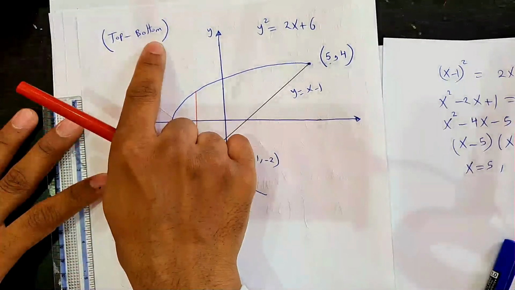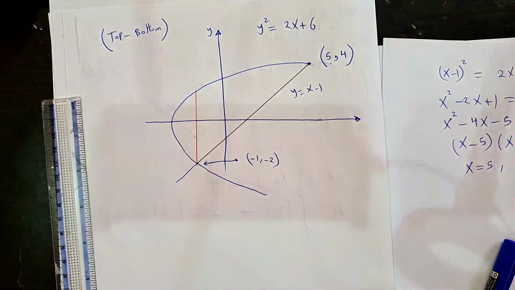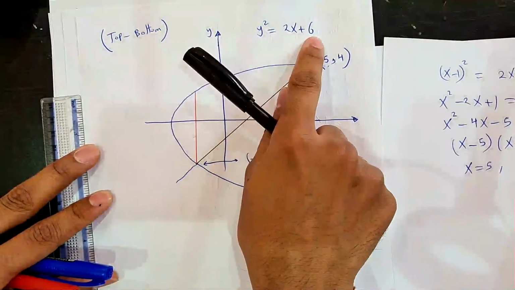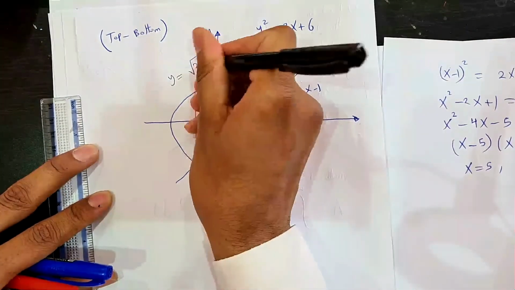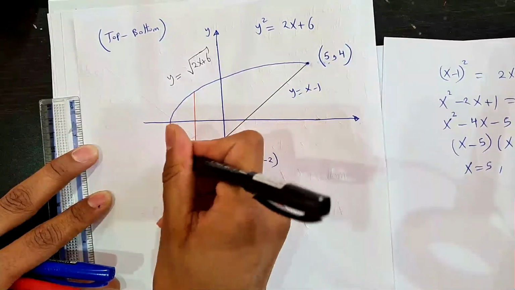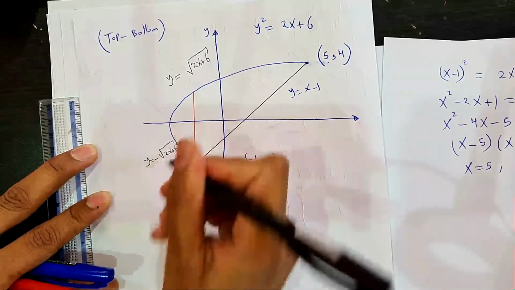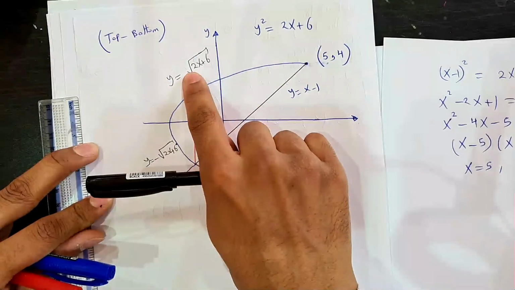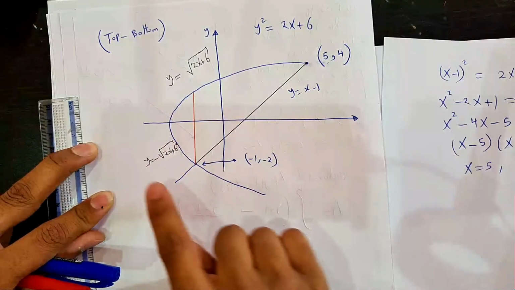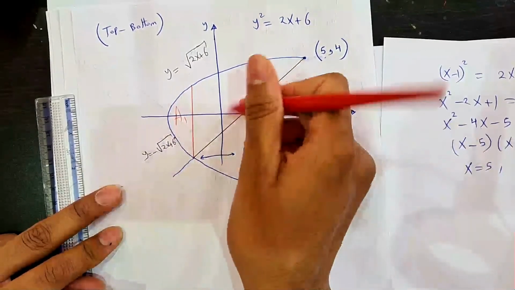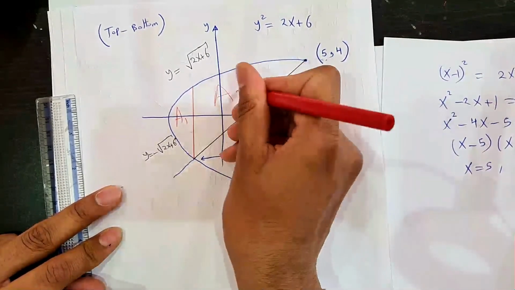Remember, in top minus bottom, you need to solve for y, because you are saying y top minus y bottom. So what is y top here? If you solve this equation, y equals plus or minus the root. The upper part will be plus the root. The lower part of the parabola will be minus the root. I repeat myself because this is very important. You can say this is A1 and everything here, let us call it A2.